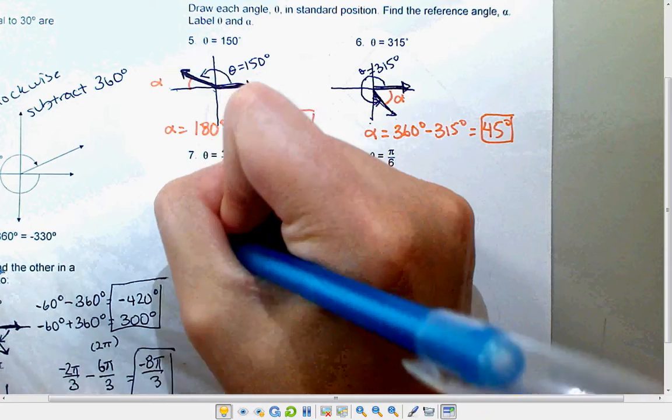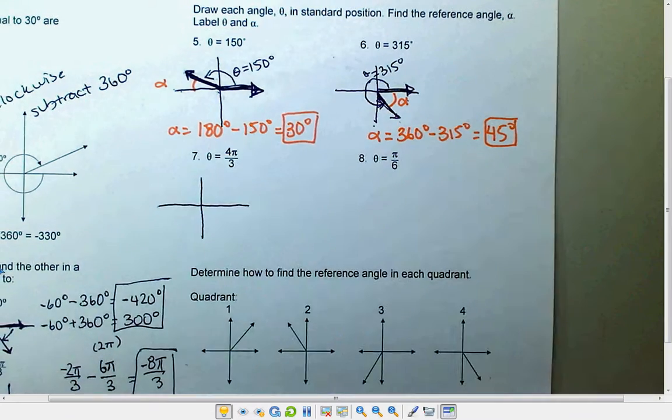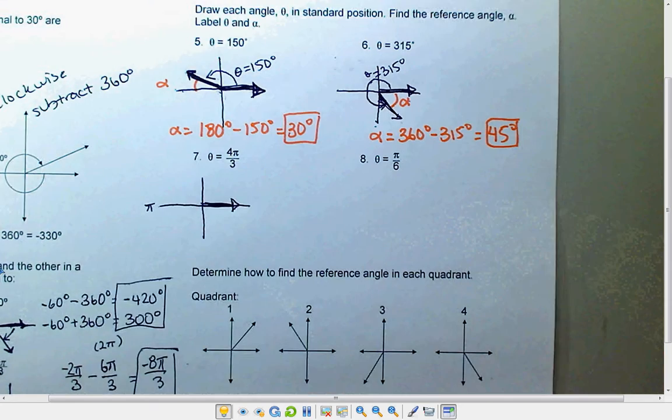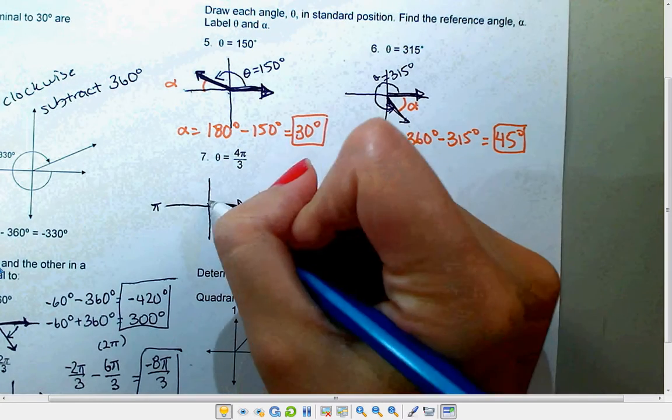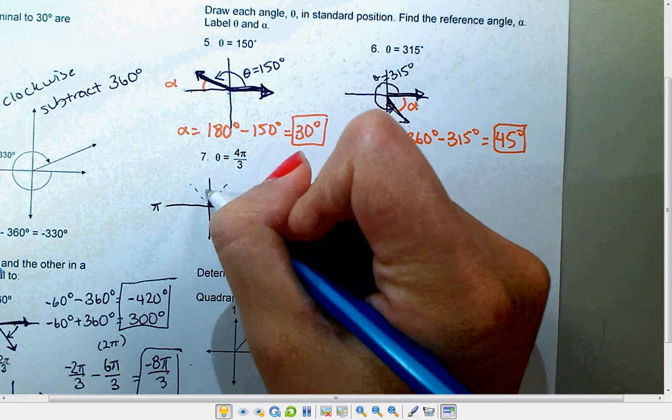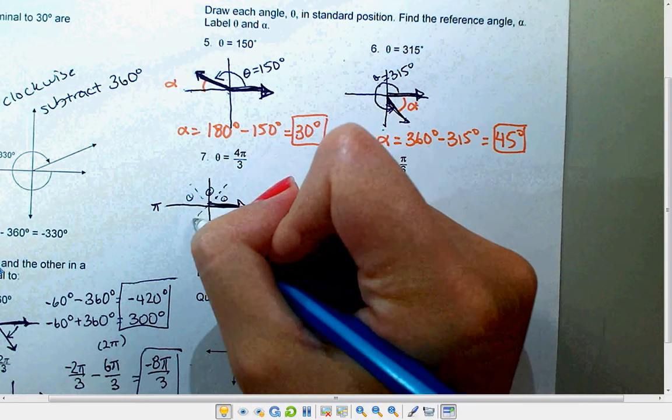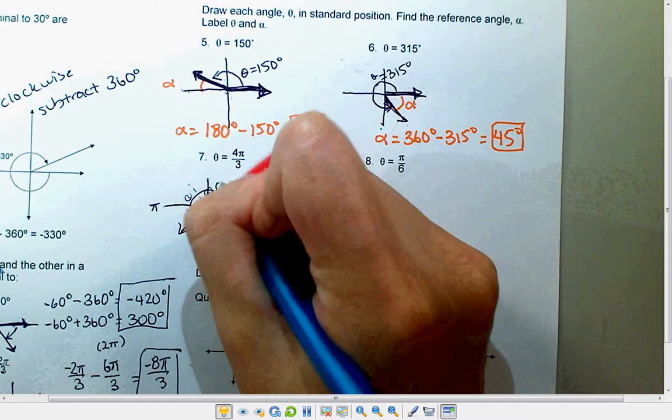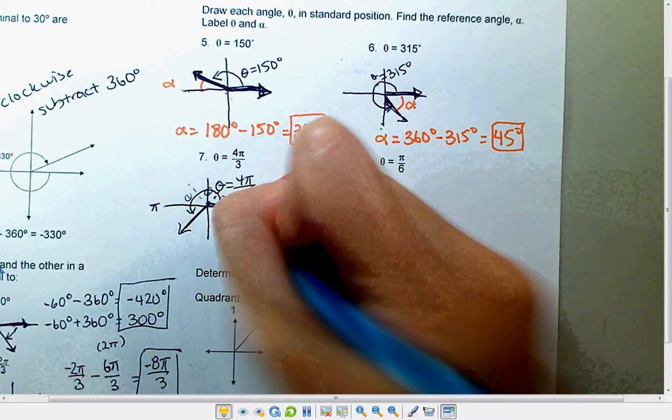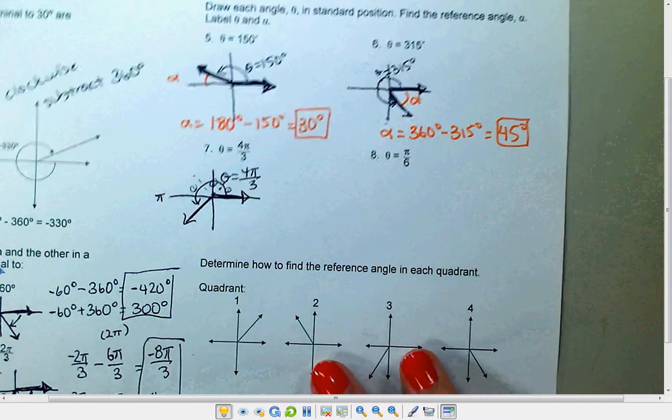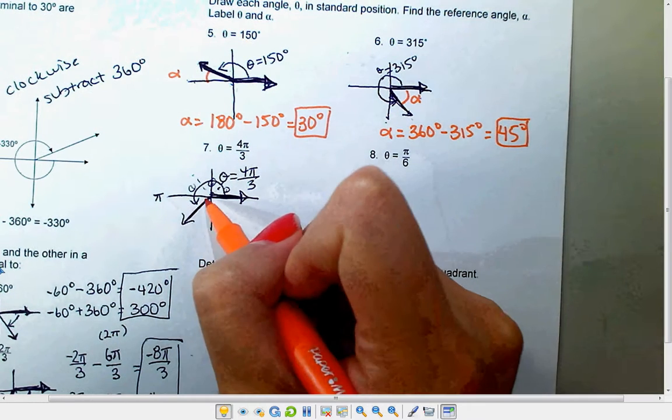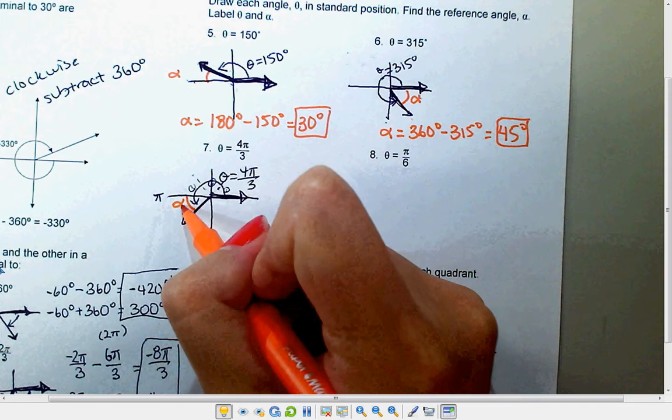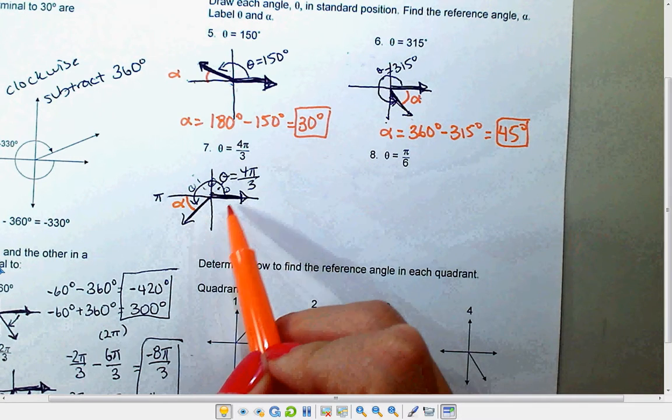Now with radians. So 4 pi over 3. I know that this is pi. If I were to be counting thirds, this would be 1/3, 2/3, 3/3, so 4/3 would be about right here. So this is my theta. My reference angle is, so this terminal side is closer to the negative x-axis, which is right here. So that's the acute angle. Again, it doesn't go to over here because that would be obtuse.